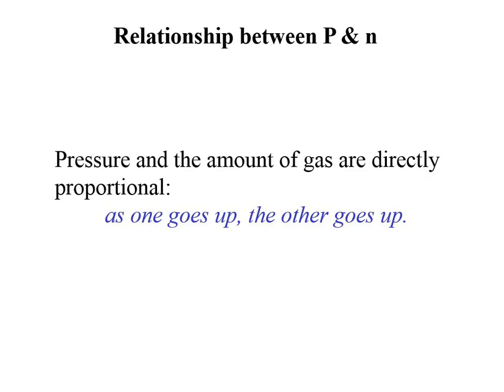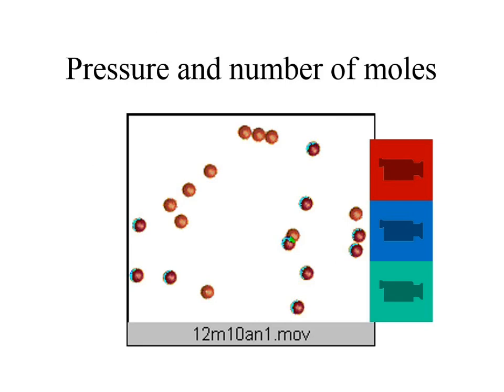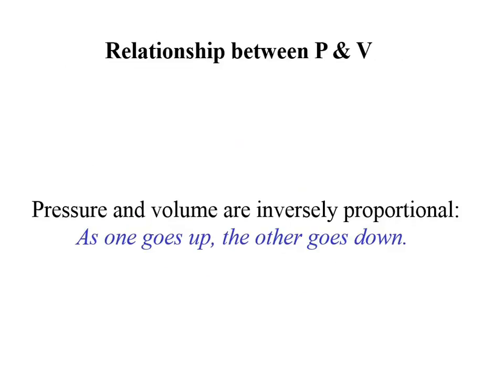Since they have this relationship, I usually do it this way: increased number of moles increases pressure. Since they go the same way, we say that they're directly related, and we use the proportionality symbol like that. So pressure is directly proportional to N. P is directly proportional to N.